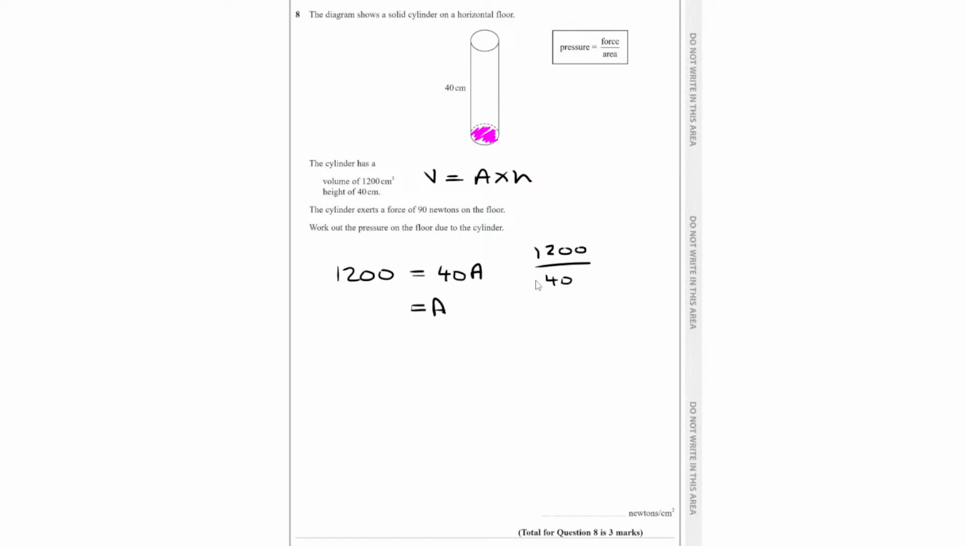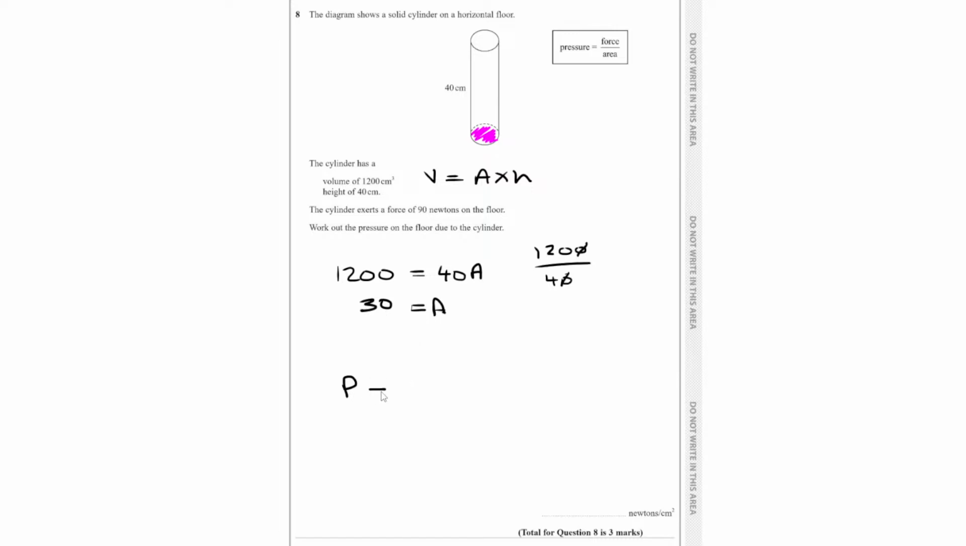And do you see how I could knock off zeros? And then I've got 120 divided by 4. That's quite easy, isn't it? You could just do 30. So you can use bus stop if you like, or you can just do it straight away like that as a fraction, up to you. So the area is actually 30 centimeters squared.